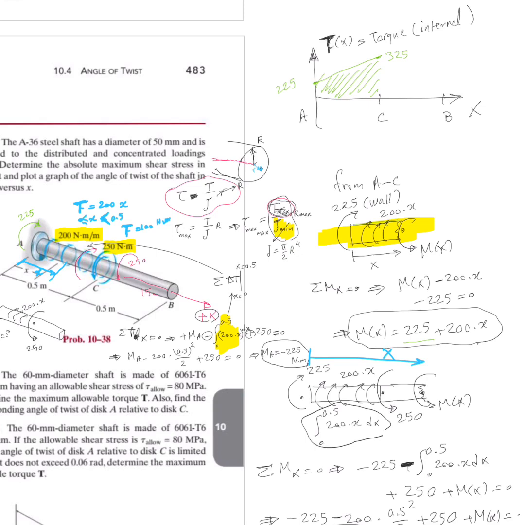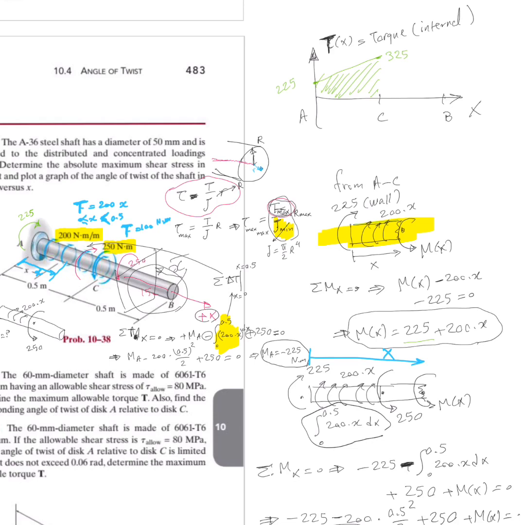Just pause the video and think about it. Now, assuming that you already paused the video and thought about it, the answer is, what if you cut it from the right? Let's call it x bar. If you cut it from the right, you see this part is free in space, right? It's not engaged, so the moment should be 0.